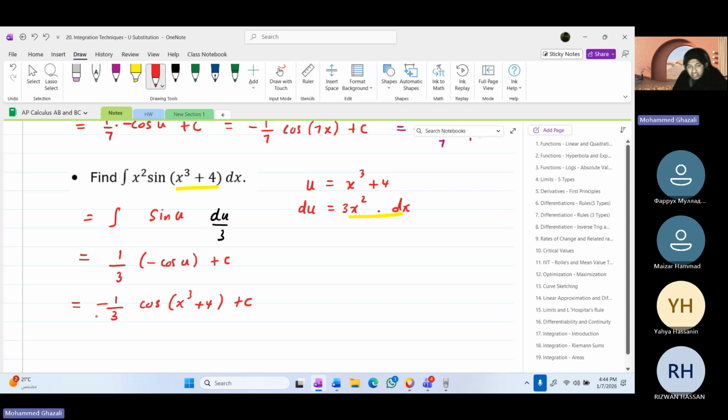If you have to differentiate this, you have to get the inside, right? Let's say this is the bigger function f of x. Let's find the derivative. We don't differentiate negatives, so leave the negative 1 over 3. What's the derivative of cos of x cubed plus 4? The derivative of cos is negative sine.